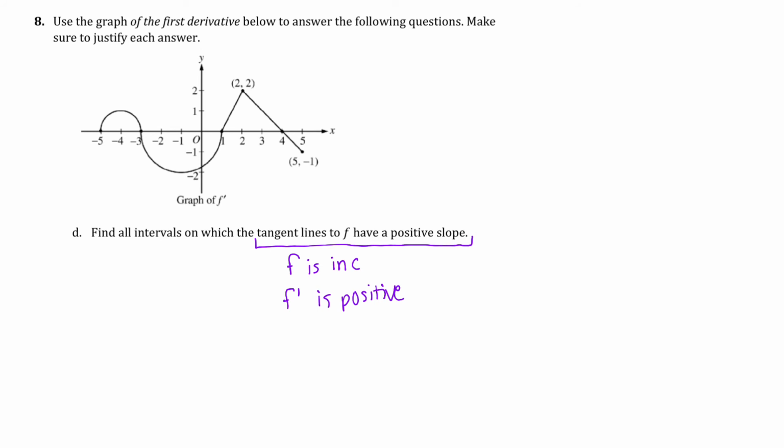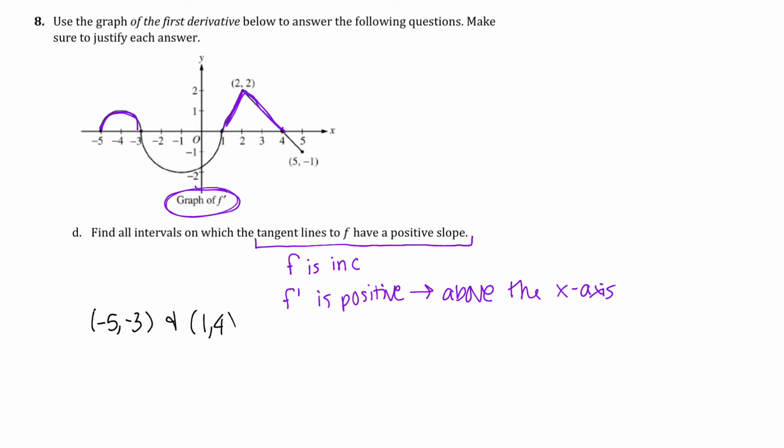And being positive, because f prime is the graph we're looking at, means above the x-axis. So where are we above the x-axis? All we have to look for is the places where we are above the x-axis. So those intervals are -5 to -3 and 1 to 4.